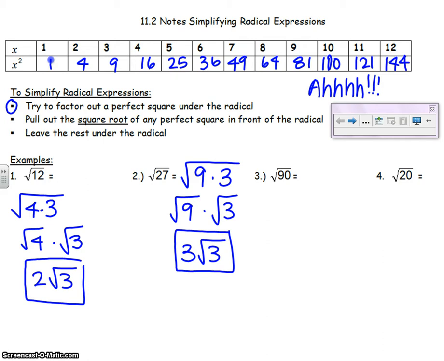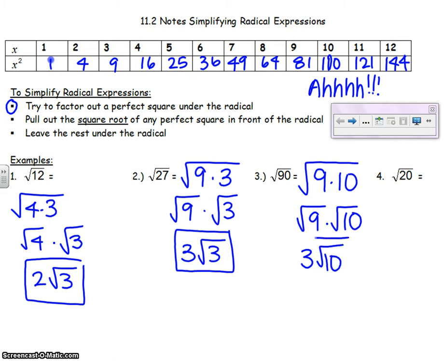Square root of 90, our factors that go in will be 9 times 10. And then we'll do the square root of 9 times the square root of 10. My goodness, 3 root 10. Doesn't matter what order you write them in. Generally, we will write them with the perfect square first, just because that's the way my brain works.